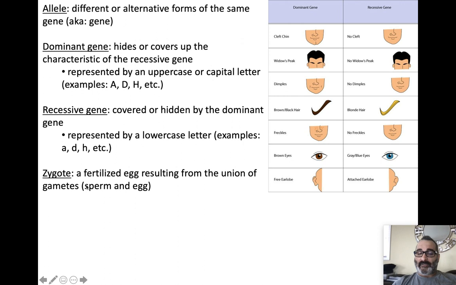Zygote, a fertilized egg. So this is when you take an egg and you fertilize it. So you take sperm and egg. Sperm have 23 chromosomes. Eggs have 23 chromosomes. When you bring them together, the zygote has 46 chromosomes. Okay, so for a human, that is a human zygote, 46 chromosomes. Dad can give their kid 23, half of their chromosomes. Mom gives 23, half of her chromosomes. Mom and dad combine and make a zygote, 46 chromosomes.